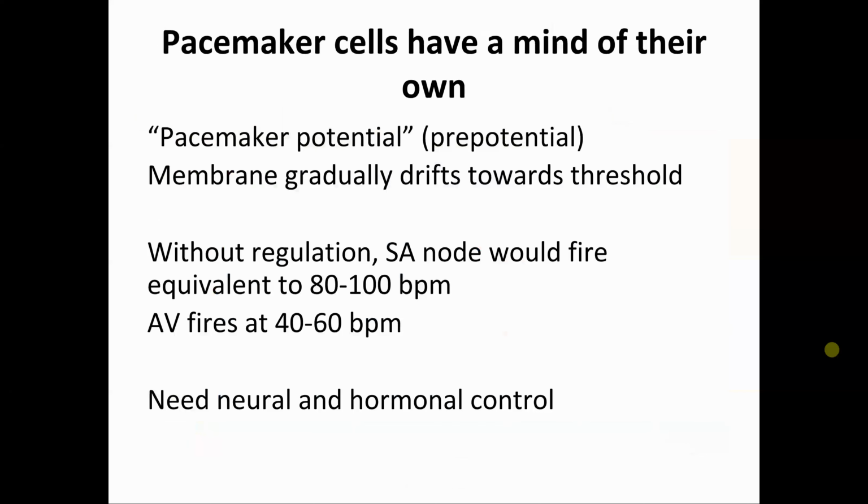So then those pacemaker cells, remember that we find at the SA node that contract without a neuron being involved. They have a mind of their own. They have what's called pacemaker potential. They gradually drift towards threshold without any excitatory signal, without any neuron intervention. So they just let in sodium and eventually contract on their own. But if they weren't regulated, the SA node would fire about 80 to 100 beats per minute.